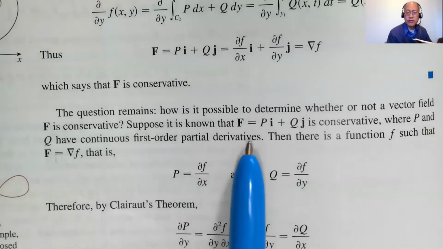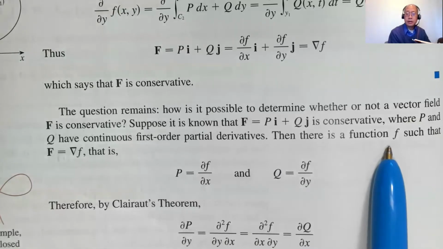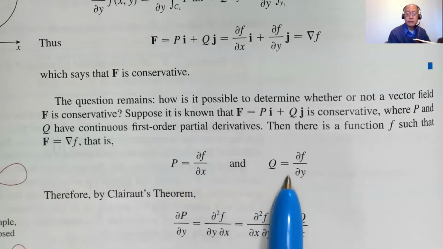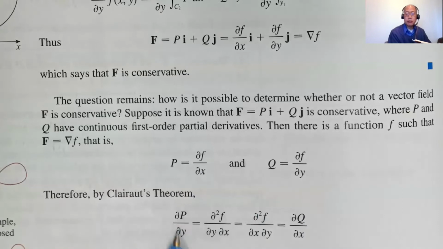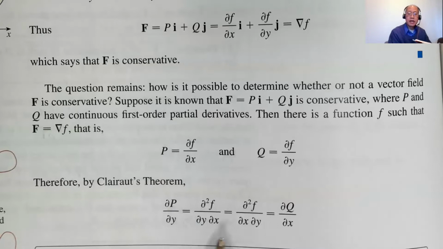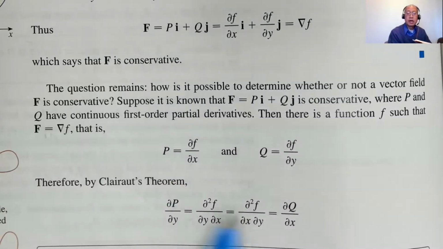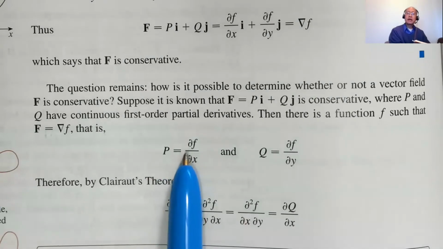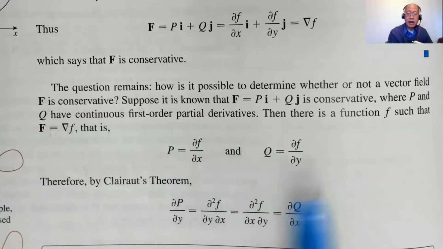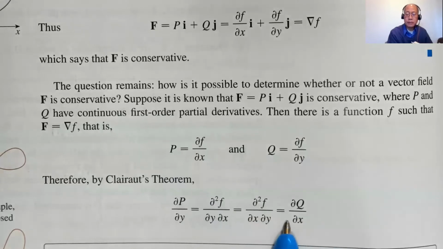Suppose you have a conservative vector field. Then that means there is a function little f such that P is f_x, Q is f_y. Well, by Clairaut's theorem, we know that the second partial with respect to y and then with respect to x is equal to the second partial with respect to x and then with respect to y. Which means P already being the partial with respect to x, if I now differentiate with respect to y, I will get the same thing as if I differentiate Q with respect to x.